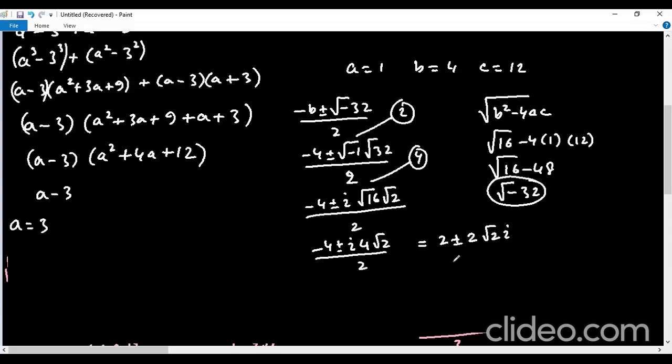So in here what we write is q1 equals 3, q2 equals minus 2 plus 2 radical 2 iota, and q3 is going to give us minus 2 minus 2 radical 2 iota. So these are the three possible values. First one is 3, second one is this one, and third is this one.